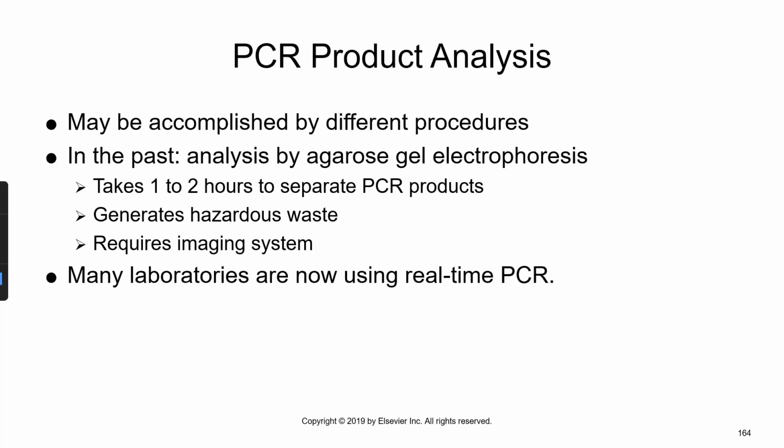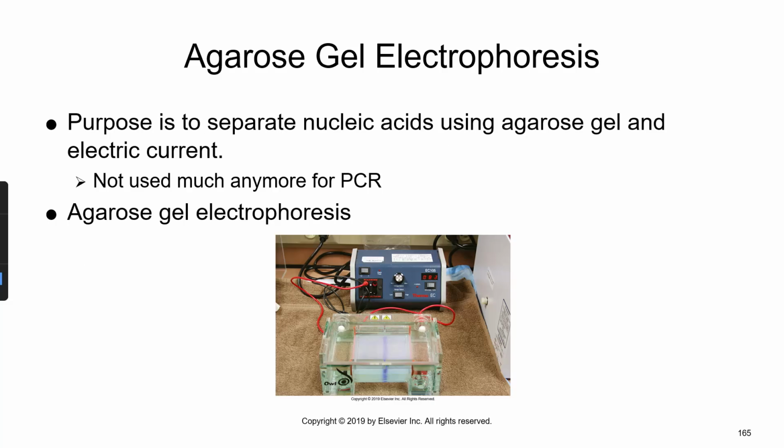PCR product analysis. So usually what would happen is we'd do the PCR, which takes about 4 hours, and then we would have to run the specimen out on a gel, an agarose gel. And this is what that looks like.